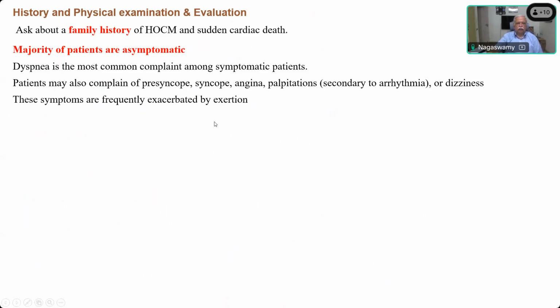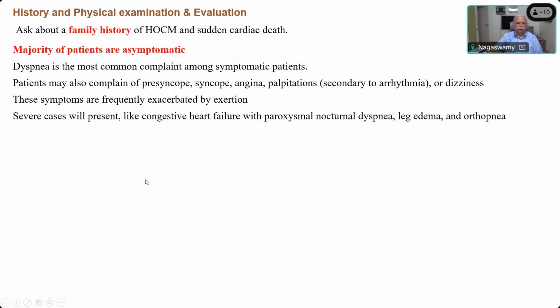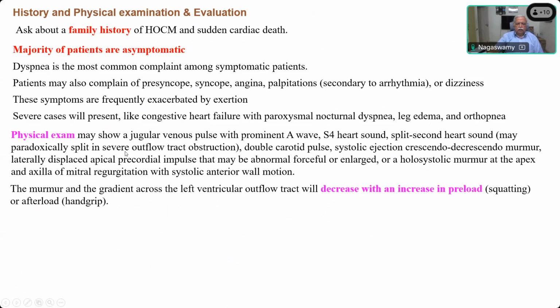Apart from heart failure, you have to think of obstructive cardiomyopathy. Severe cases may present with congestive failure symptoms of paroxysmal nocturnal dyspnea, leg edema, and orthopnea. On physical examination, if they have congestive failure, there may be jugular venous pulse elevation and an S4 heart sound. All these things are in very severe cases which have become very symptomatic. And there may be a murmur, which depends on the gradient across the left ventricular outflow tract, and changes with an increase in the preload, so starting and after the hand grip.